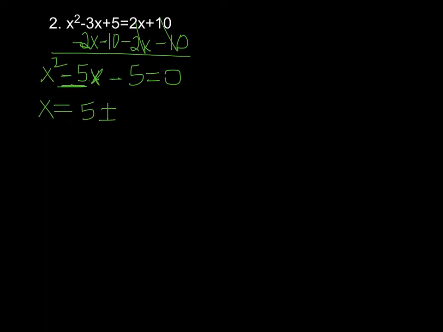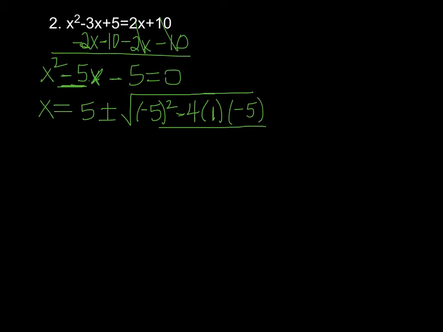Plus or minus the square root, and then it's b squared, which would be negative 5 squared, minus 4 times your a value, which is the number in front of the x squared, which is 1, times your c value, which is the constant at the end, which is negative 5. And the whole thing is over 2 times a, and again, a is that number in front of the x squared, which would be 1.